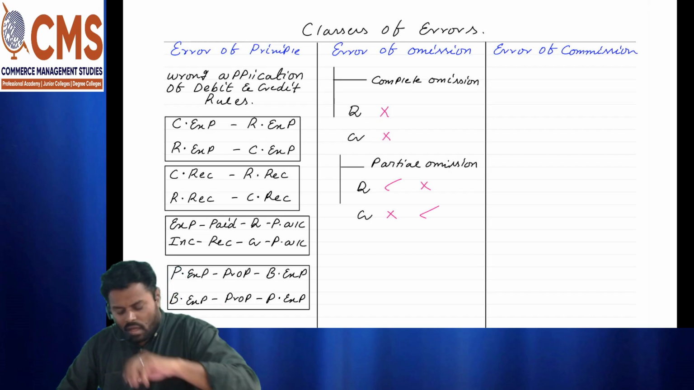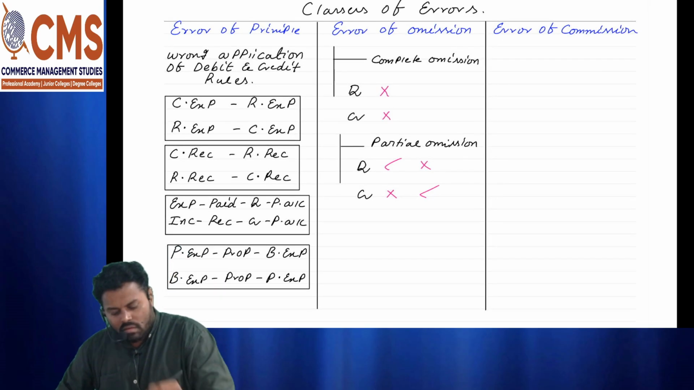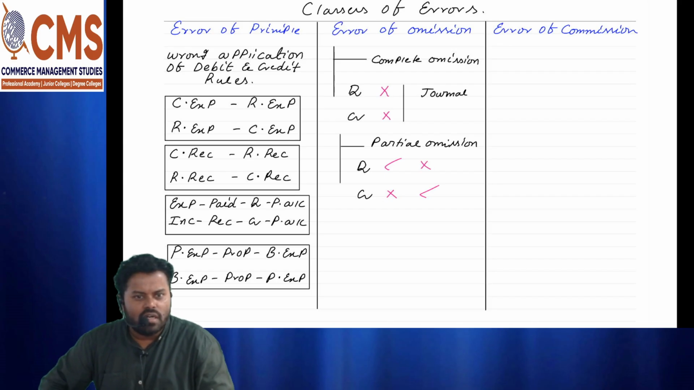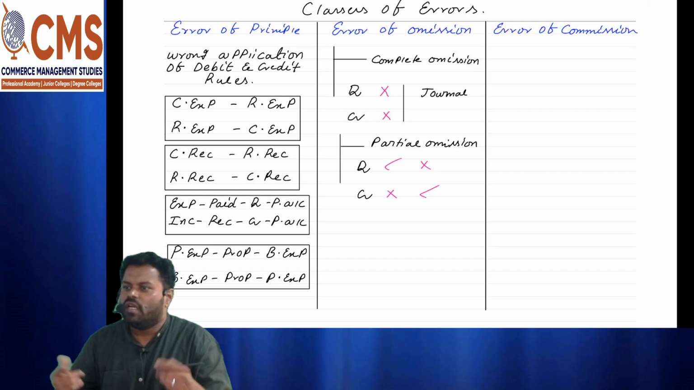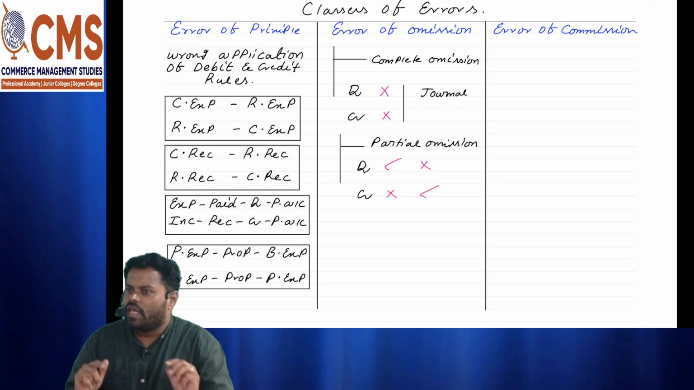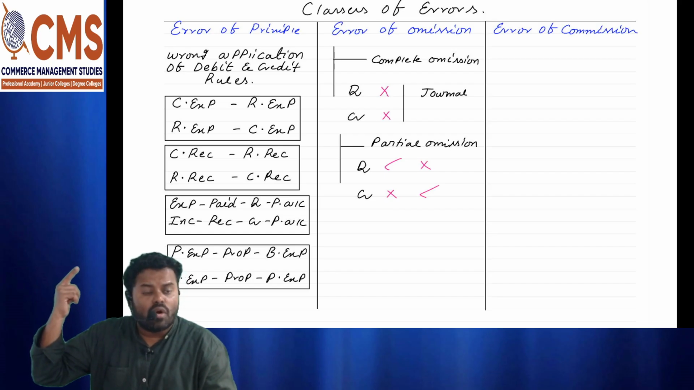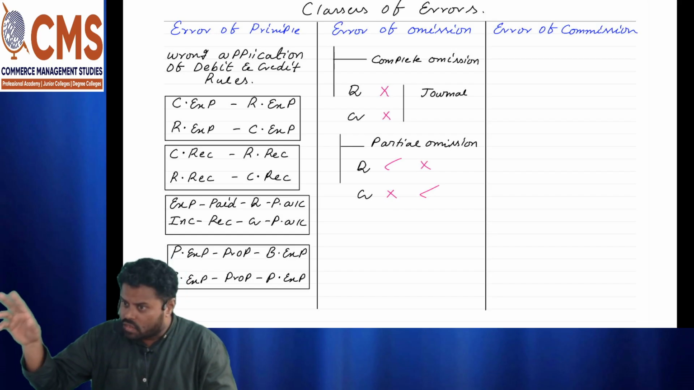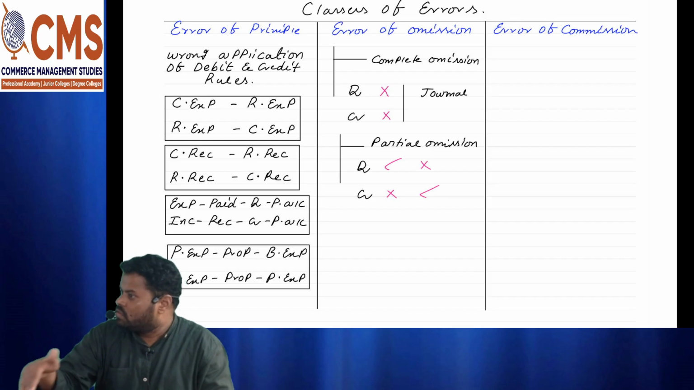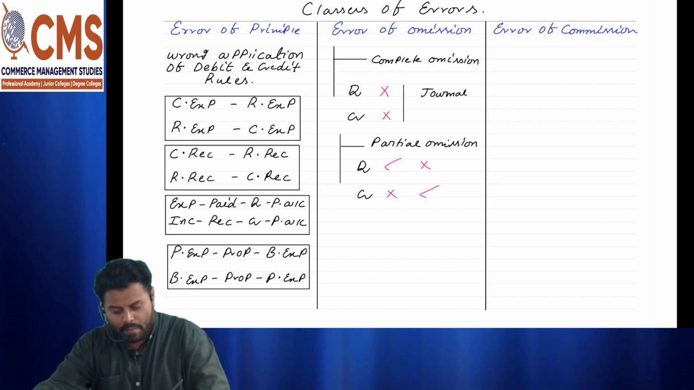Now, you know this already. Can I write a journal entry in complete omission? Yes, because originally you never wrote the journal entry. Now you will write the same journal entry as a rectification entry. The entry which was supposed to be recorded as a journal entry is the same entry that we will write as a rectification entry now.